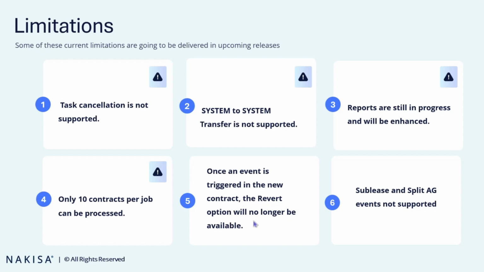Once the event is triggered, once a user has triggered an event in the new contract in the new company code, you will not be able to revert it. If you've done postings, yes, you can revert it. But if you've triggered an extension or any lease modification, you will not be able to revert that intercompany transfer. So that is as of now. If there are any changes, I'll definitely share them with you in the next office hours.